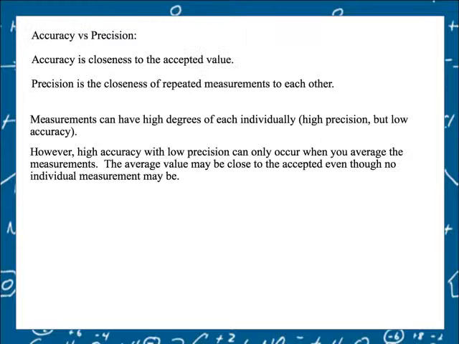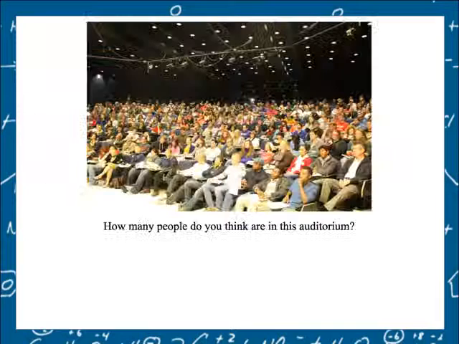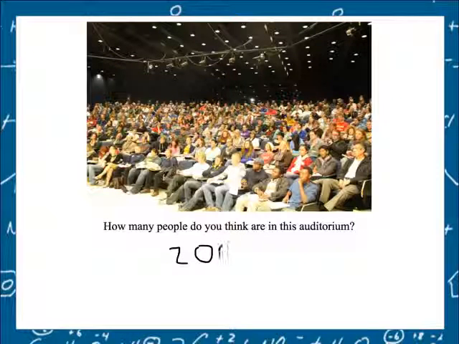So we'll skip over what we did before and start out with a thought experiment. Consider this auditorium. If you were standing in front of this crowd and you were asked, how many people do you think are in this auditorium? I just need you to take a quick estimate. My quick estimate is I think that there's about 200 people.